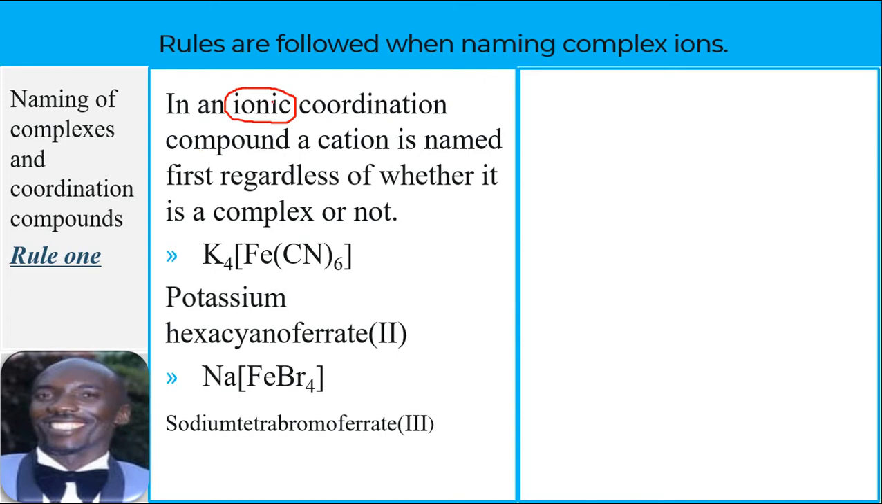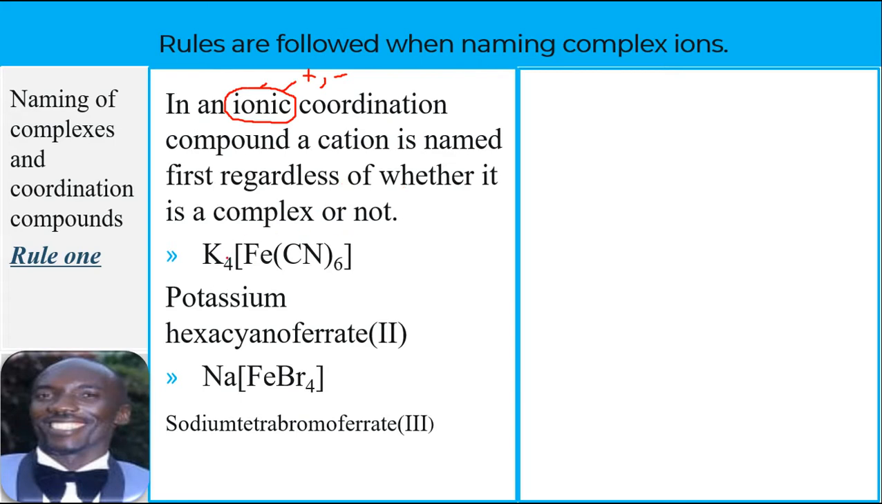So in ionic compound, this word ionic comes from the word ion. In other words, an ionic coordination compound can either be cationic or anionic. In other words, the overall charge can either be positive or negative. Then a cation is named first, regardless of whether it is a complex or not. So we are saying that a cation is named first regardless of whether it is a complex or not.